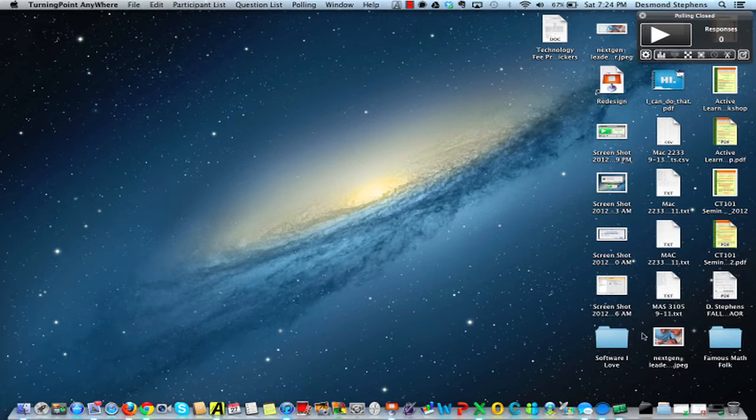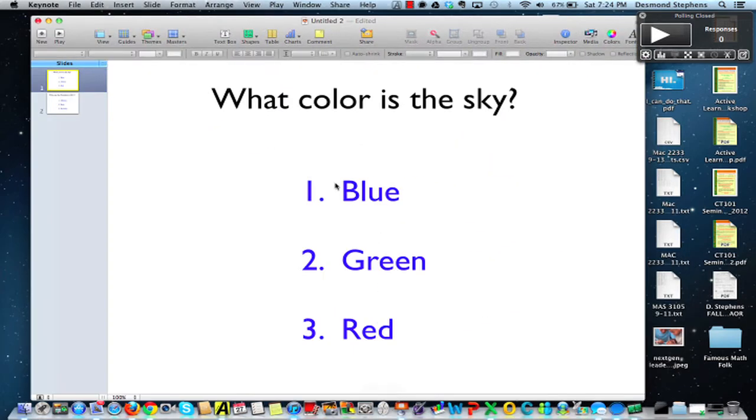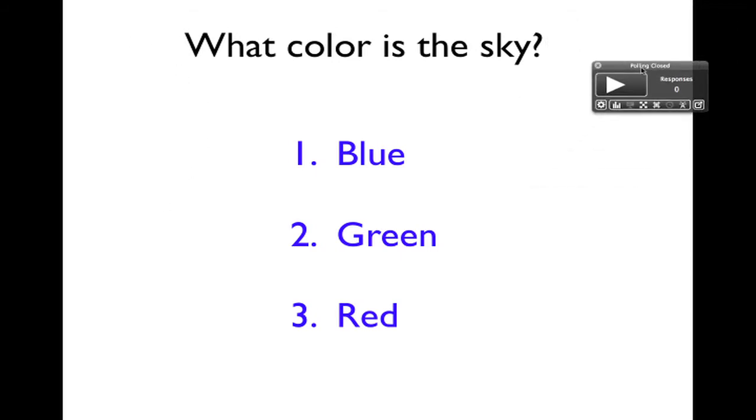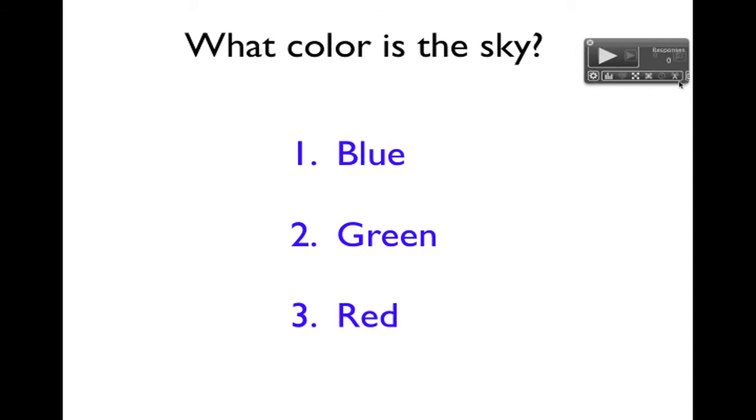So I have some stuff here in Keynote, and so you could imagine I have a class, and here's some questions. So I start the slide presentation. Notice that my polling window is up here. I can move that around. I can click this button and make it smaller so that it's minimized.